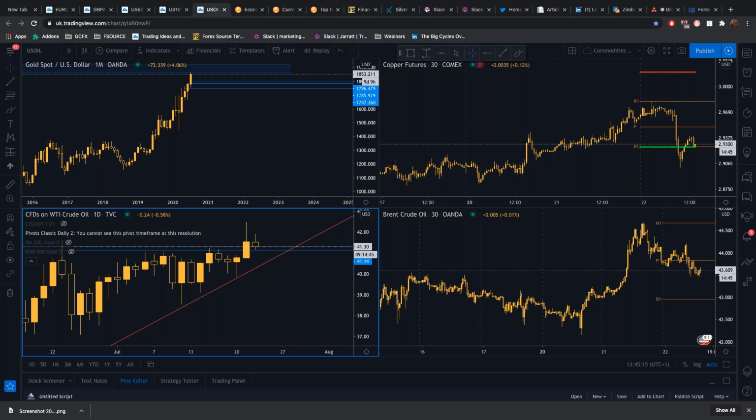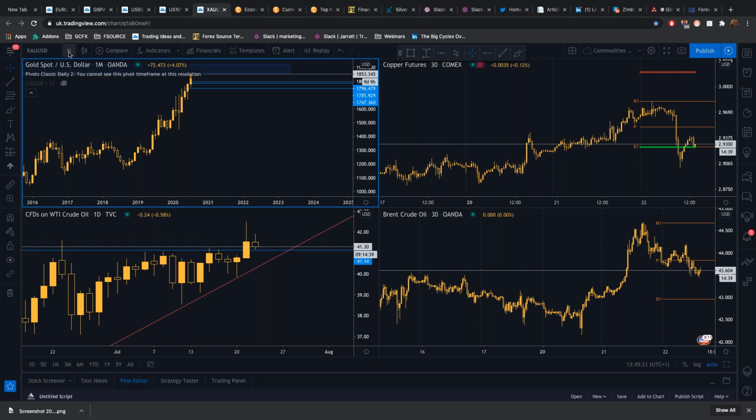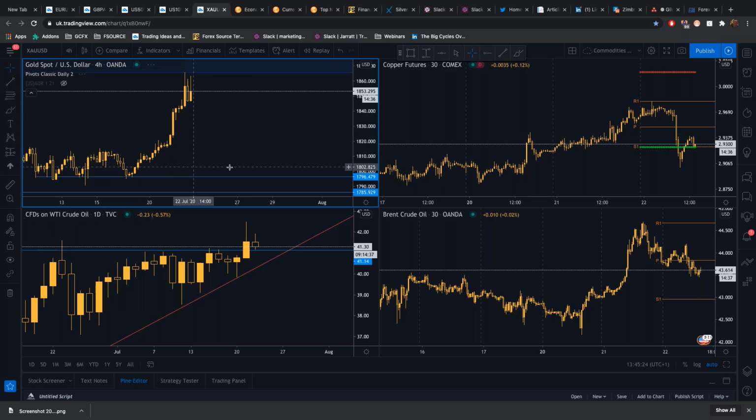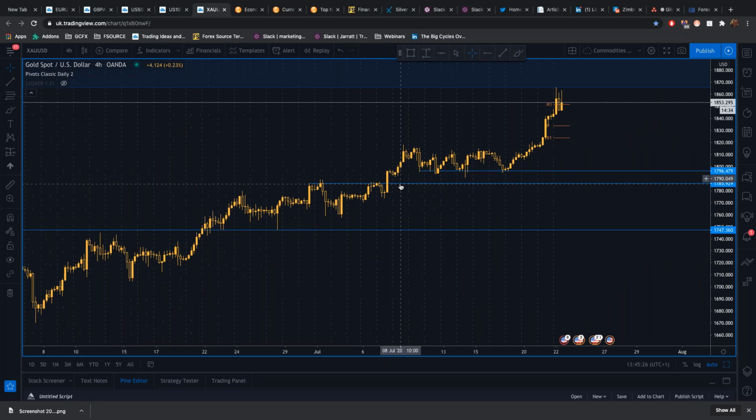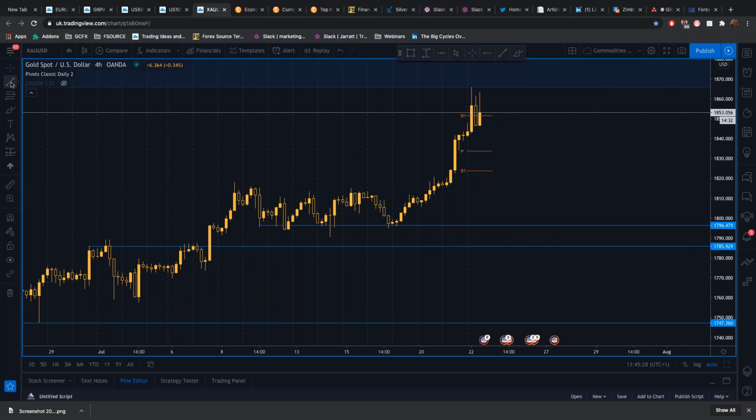Now, the other thing I want to run by you, of course, is the silver and the gold trades that we were looking at this week. Now, I'll show you how we played this gold chart. Now, this is the way how you combine the technicals and the fundamentals.